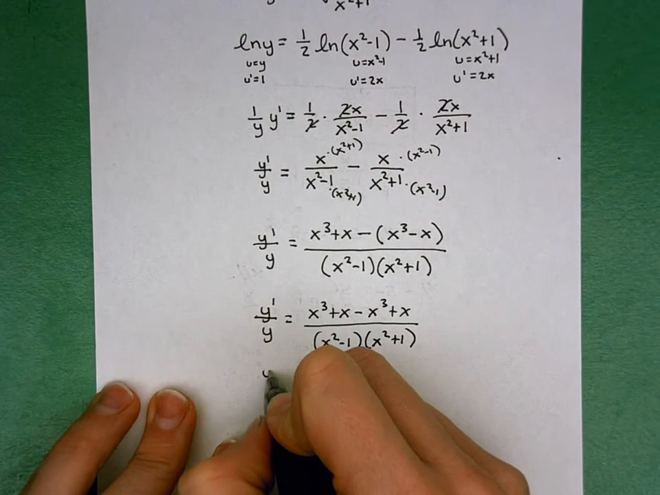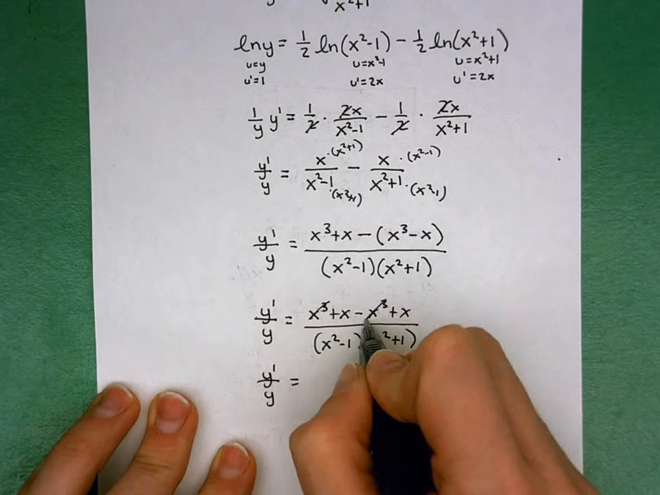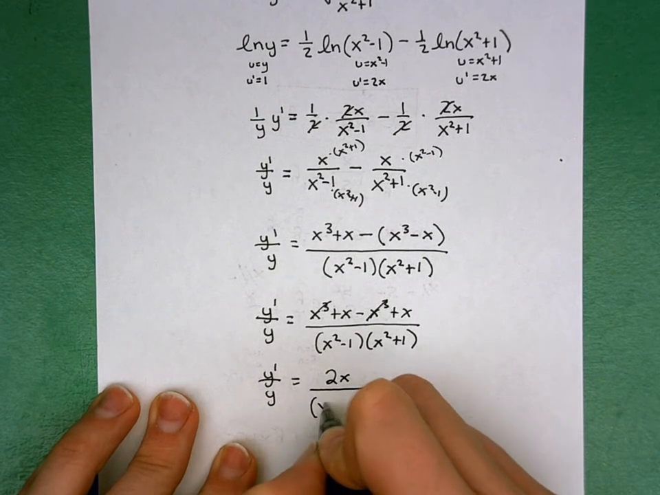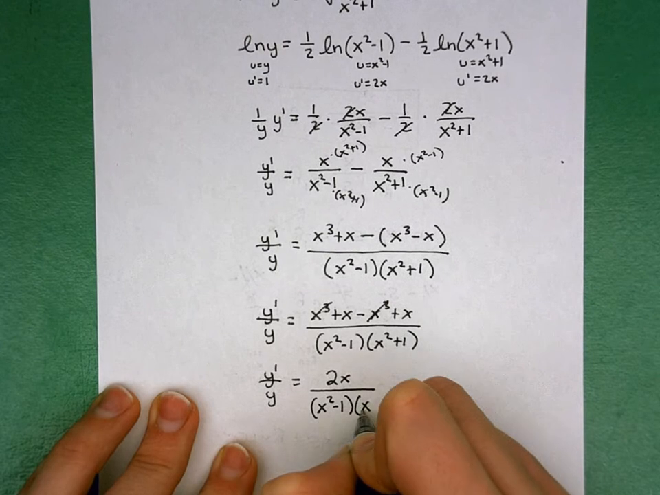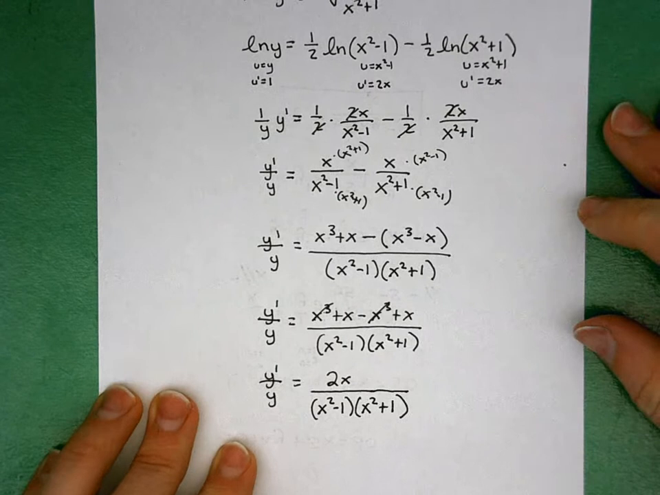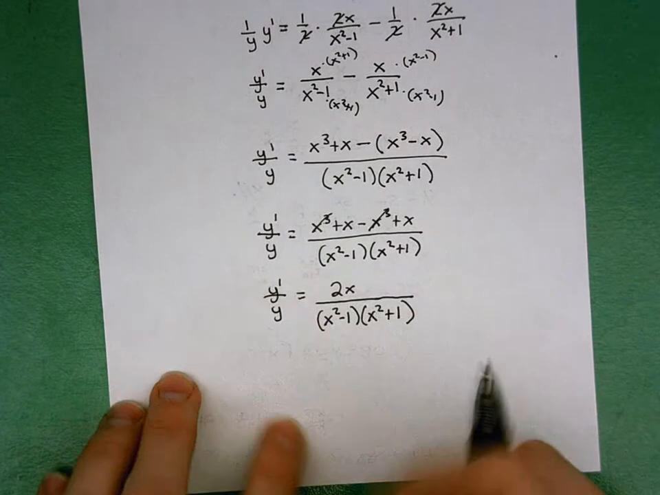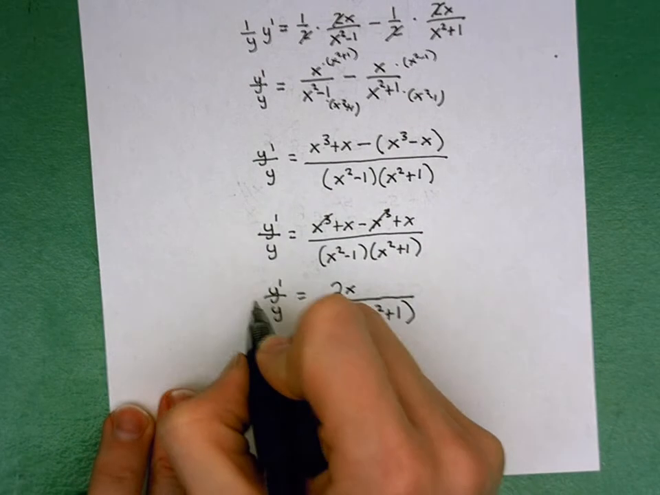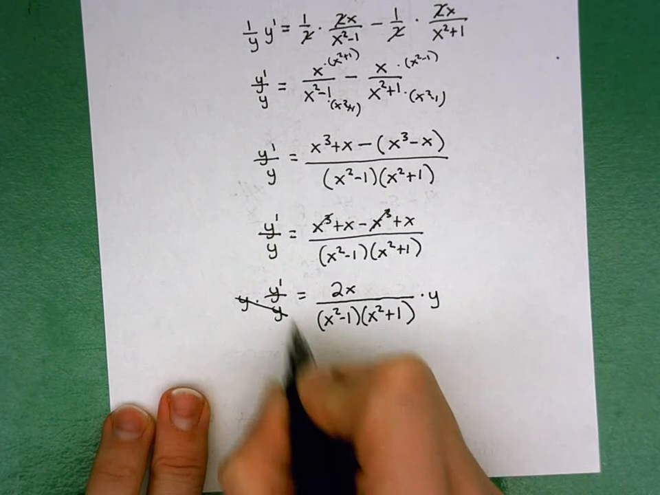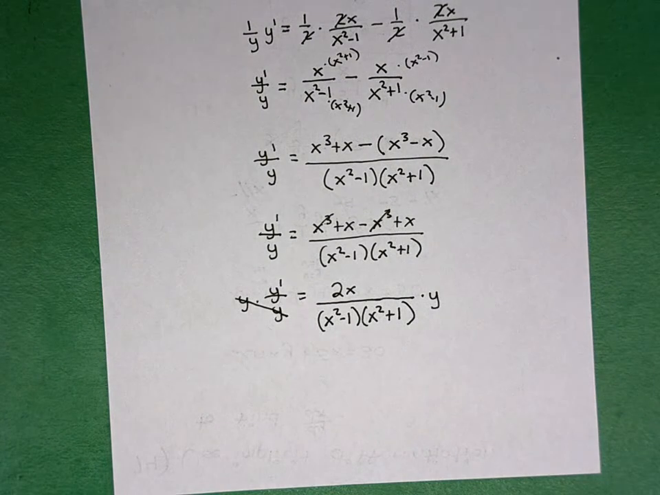And clean it up one step further, we have y prime over y is equal to x cubed minus x cubed. They cancel each other out. So we're left with x plus x, or 2x, all over the quantity of x squared minus 1 times the quantity of x squared plus 1. Okay, so I'm not quite done. Step 4 is to isolate that dy/dx, or that y prime. And I notice here that there's a divided by y, so I'm going to multiply by y on both sides. Okay, so I'm left with y prime equals 2x over (x squared minus 1) times (x squared plus 1), all times y.